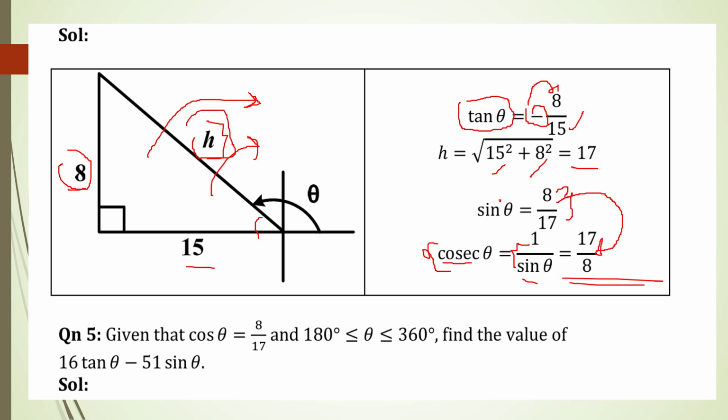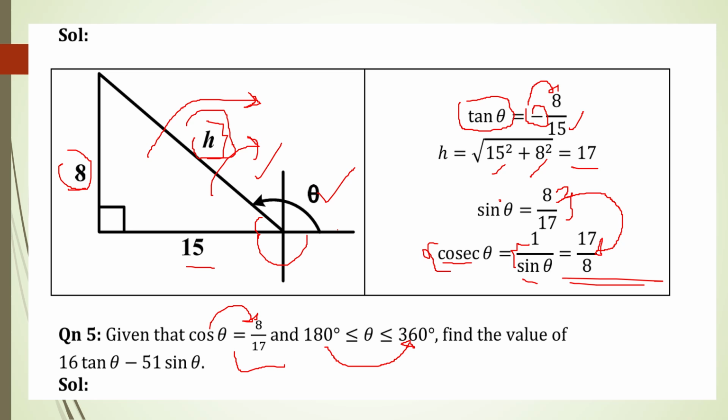Now if you look at question 5, we are being told that cos theta is the same as 8 over 17, given the range of theta, 180 to 360. Now this means the given range is reflex. If we're told something is not acute and is not obtuse, that means that all things lying this side are going to be reflex.